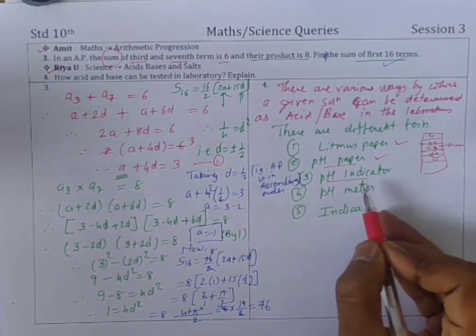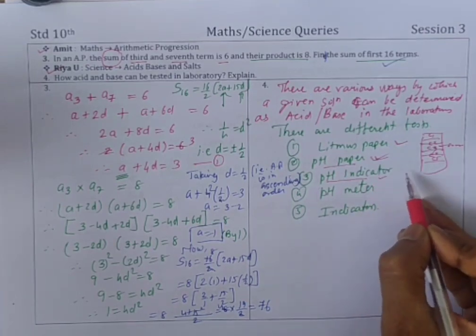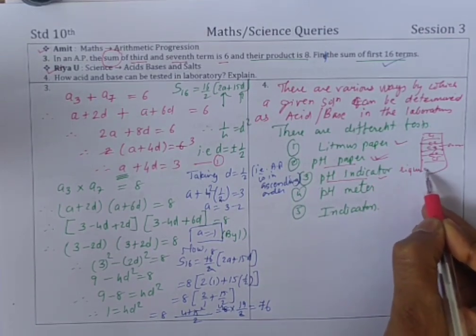Then we have pH indicator. This is paper, and this pH indicator is a liquid. It is a liquid. Alright?